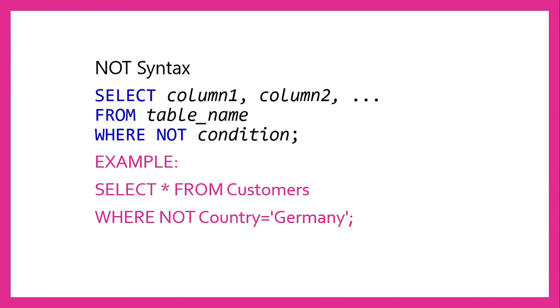So the next is the NOT operator. The syntax of NOT is select column 1, column 2 from table name where not condition. For example, we have select star from customers where not country is equal to Germany. So it will display all those records whose country is not Germany, or we can say except Germany. It will display all the records.